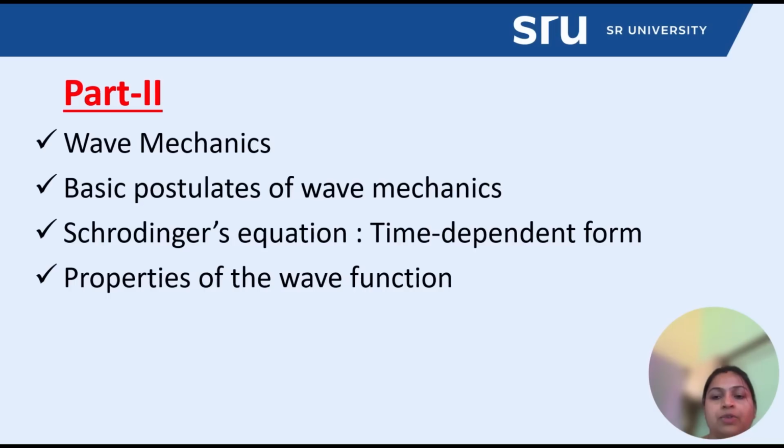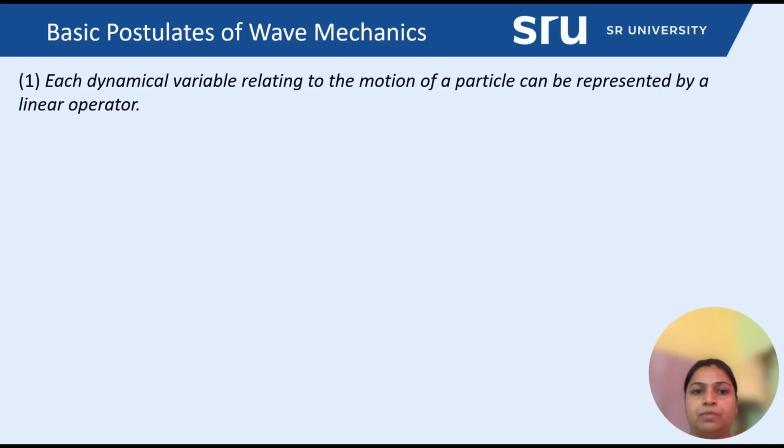So now we'll move to part 2. It contains the postulates of wave mechanics, the Schrödinger equation in its time dependent form, and the properties of the wave function. The first basic postulate of wave mechanics is that each dynamic variable related to the motion of the particle can be represented by a linear operator.